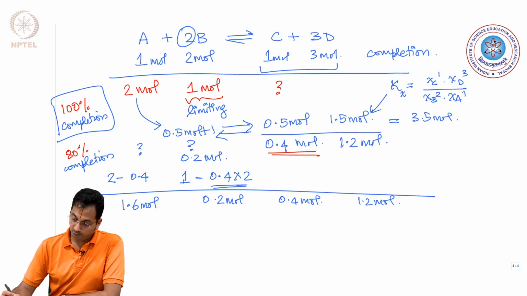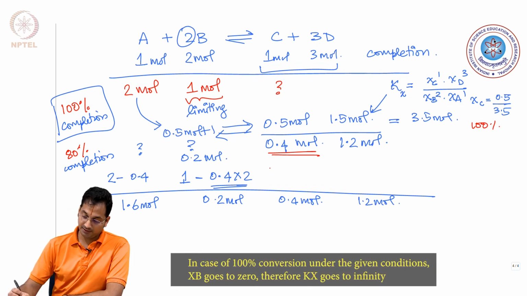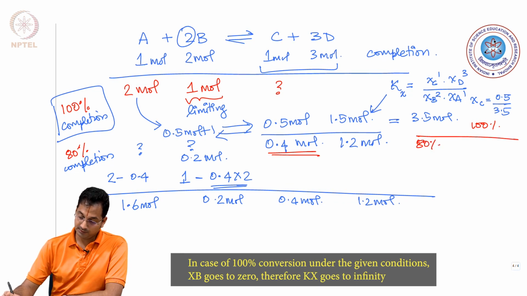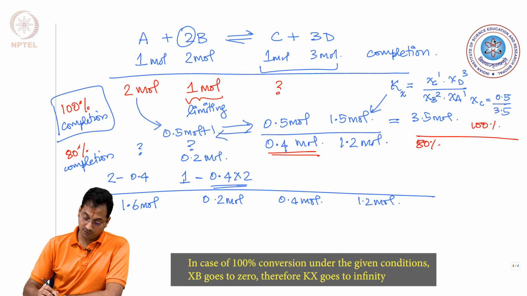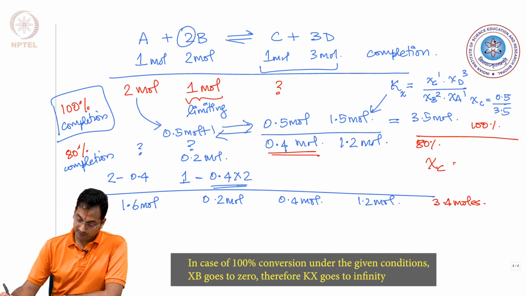So, now this has happened. What is chi C in this case? Chi C is going to be given by 0.5 divided by 3.5. Once again, what I am assuming here is that this is the equilibrium constant for the 100% completion. What you are able to realize, on the other hand, if you have an 80% completion, the total number of moles is going to be the sum of 1.6 plus 0.2, which is 1.8, plus 0.4, 2.2, plus 1.2, that is going to be 3.4 moles. In this case, your chi C is going to be 0.4 over 3.4.